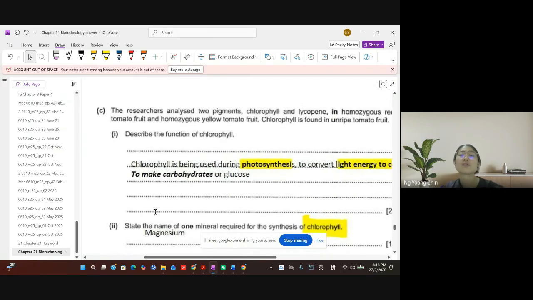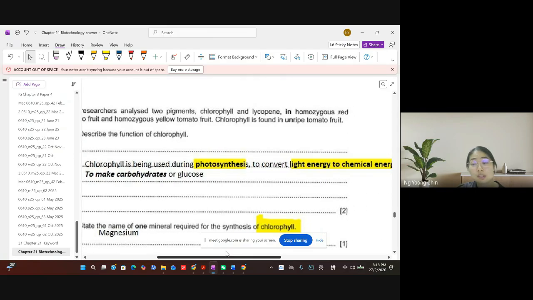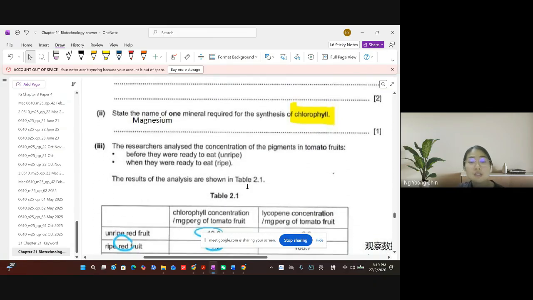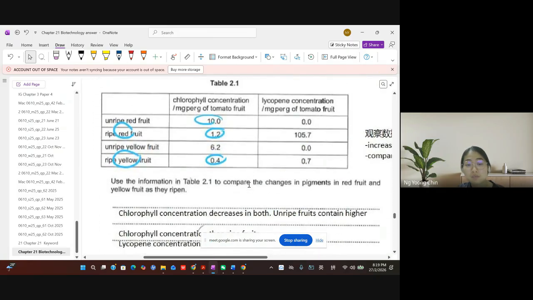Okay, the function of chlorophyll is a very common question also. This is from chapter 6, nutrition. They're talking about the functions of chlorophyll. So chlorophyll is a photosensitive pigment. The function is that it helps to convert light energy to chemical energy to make carbohydrate or glucose. Okay, and then this one, state the name of the mineral for chlorophyll. It is magnesium.